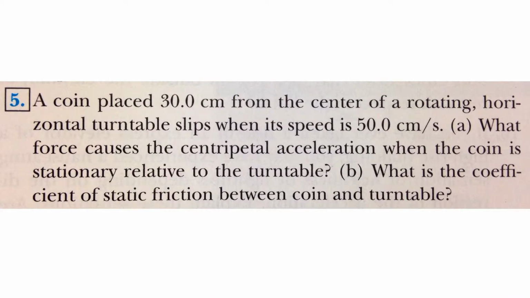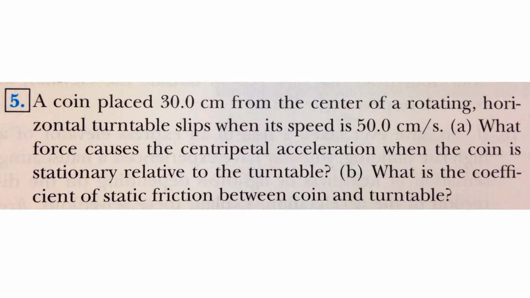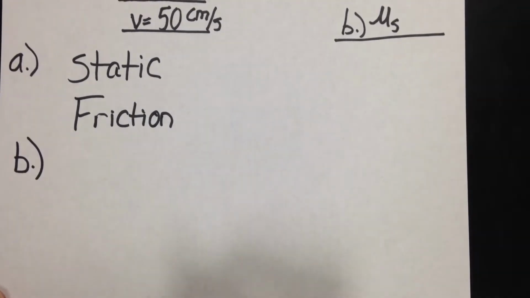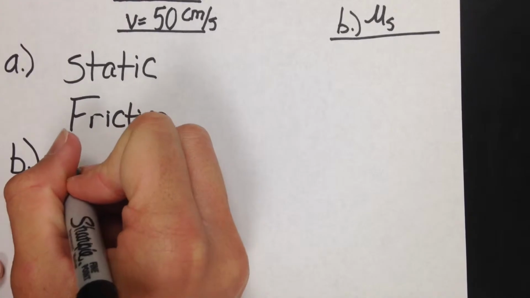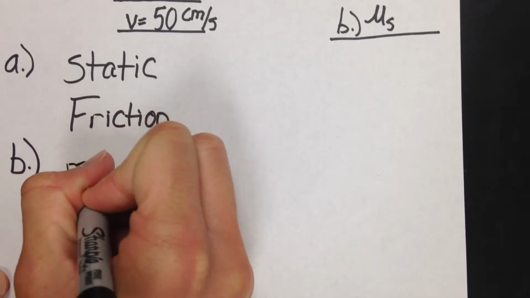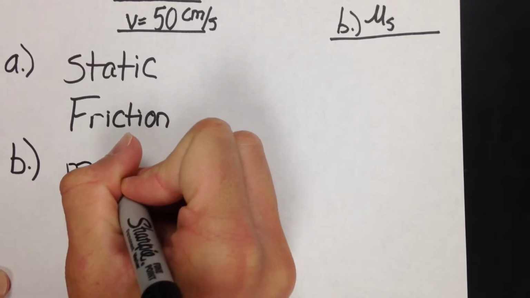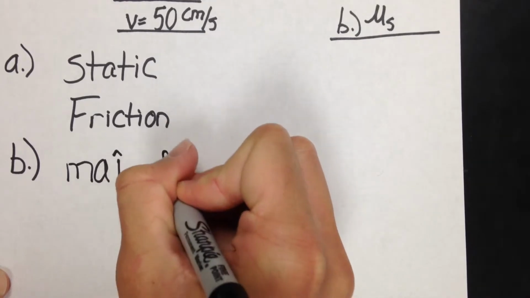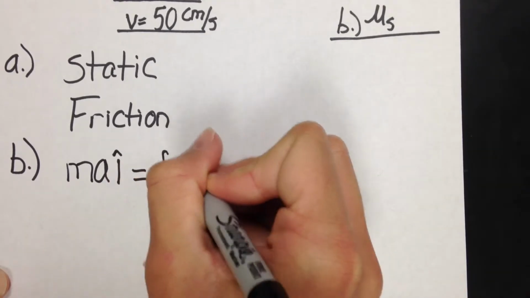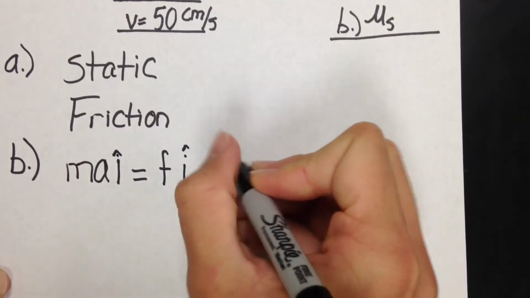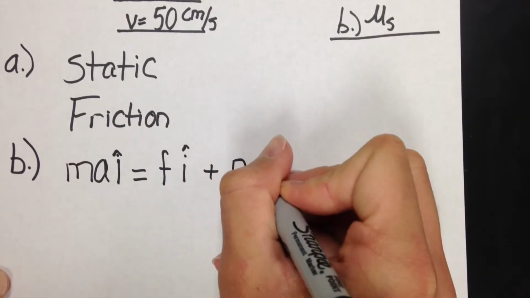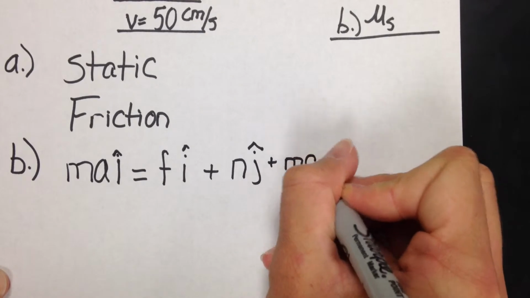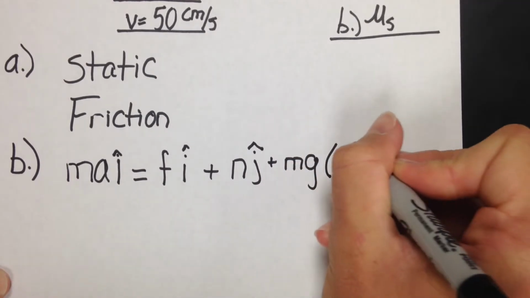Part B asks, what is the coefficient of static friction between coin and turntable? Alright, so for part B, the first thing we need to do is get sort of a net force equation. So it's going to be ma, which is just the normal force equation, and then it's going to be i, and I'll explain these in a second, equals the force, which is kind of like the static force, i, plus N, the normal force, j, plus mg, and then negative j.